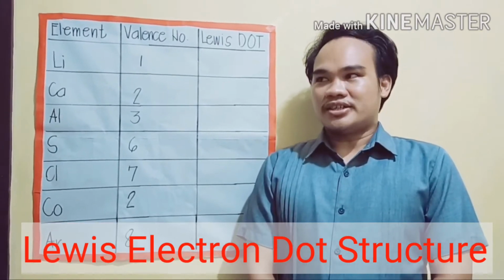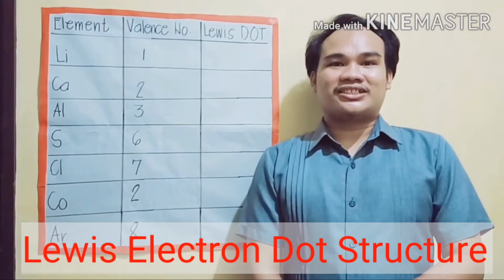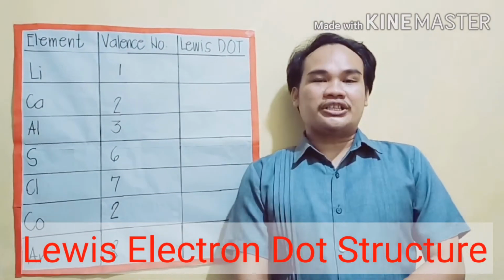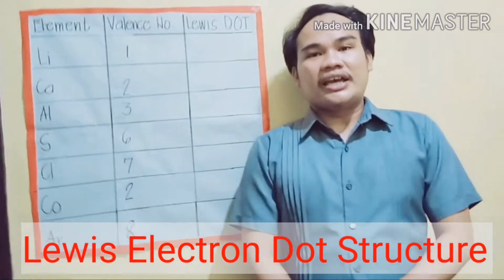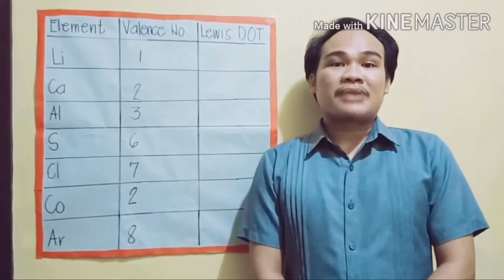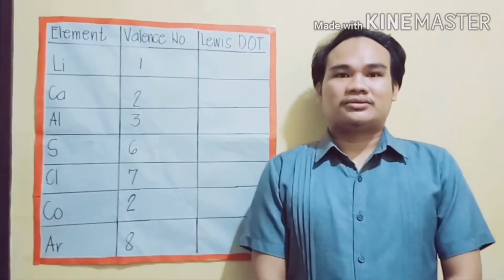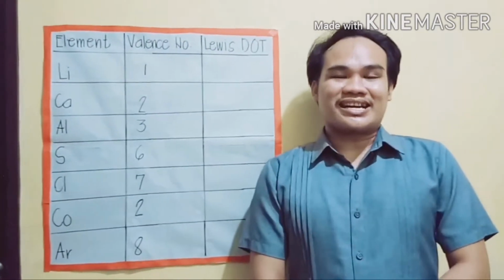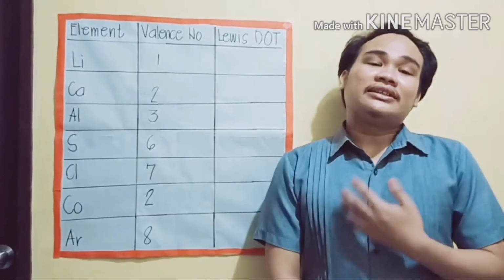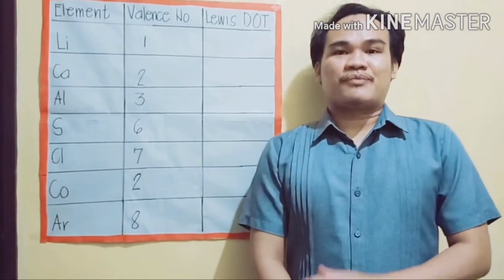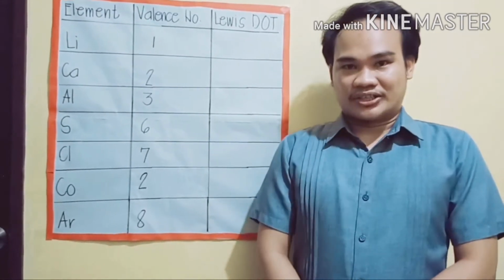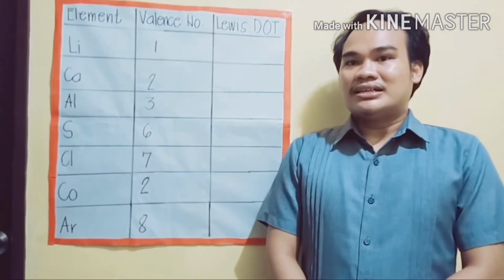So let's start. When we say Lewis dot structure or Lewis structure, it was named after Gilbert Lewis, and it is the representation of valence electrons in the atom or the element. It uses dots around the symbol of the element, and the number of the dots equals the number of valence electrons in the atom. So let's start our discussion.